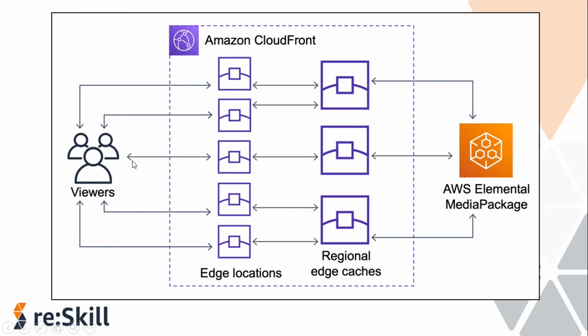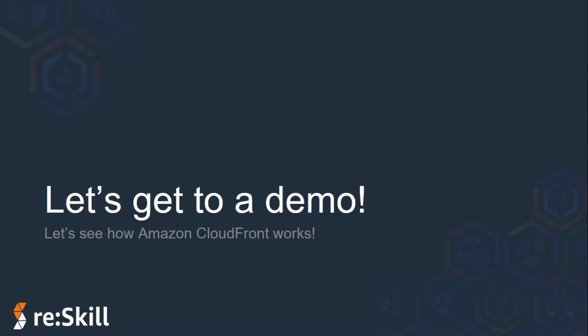So basically the main difference is that the edge location has a smaller capacity and the regional edge cache has a relatively bigger capacity, so that the data that is not very popular can be kept at the regional edge cache and the frequently requested data can be kept at the edge locations. So that was about edge locations and regional edge cache. Now let's have a quick look at a demo which I have created, where I will demonstrate the effect of caching and how the CloudFront edge locations are working.